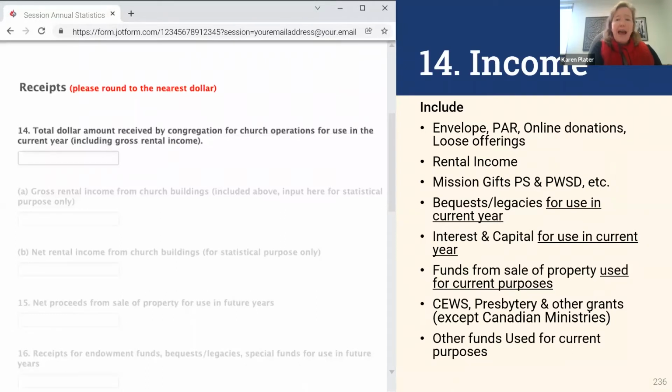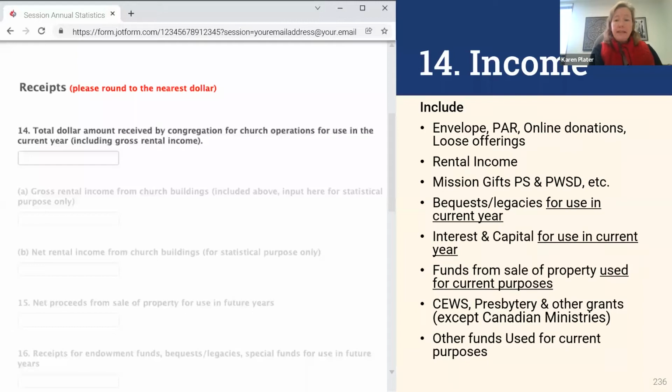It's going to include any bequests or legacies that you've used and applied to the current year. So for use in the current year. So if you received a bequest for $50,000 and you used $10,000 for this year, you're going to include $10,000 on line 14. It's also going to include any interest and capital that you've used in your current year. So if you've just rolled the interest and capital back into the fund and it's building up for future use, then you don't need to claim it in line 14. But if you've actually used it to pay for expenses, then it's going to be in line 14.